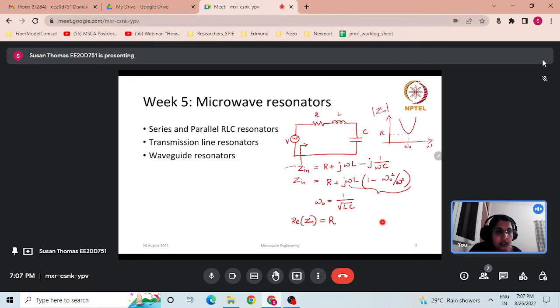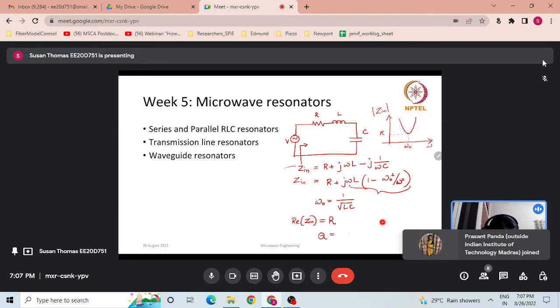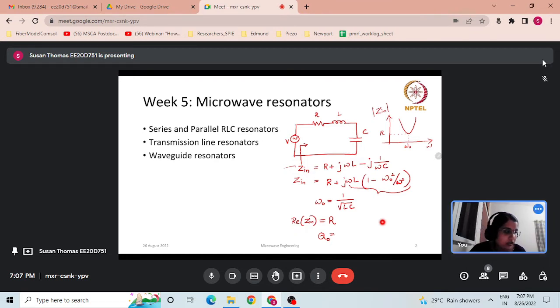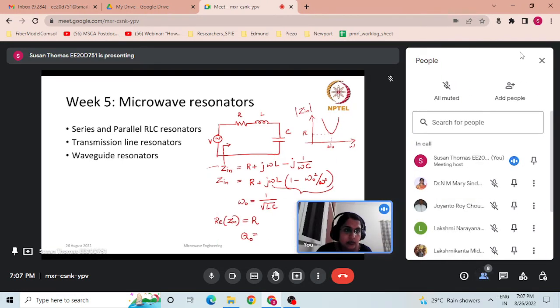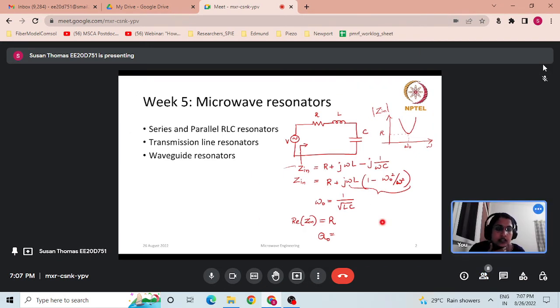Now look at the concept of Q factor. That is a very important concept. In case of a series RLC network, the unloaded Q factor. So let us try to understand what is unloaded and loaded Q factor. Probably any of you can type in or tell me what you understand from the video lectures. What is the difference between unloaded Q factor and loaded Q factor?